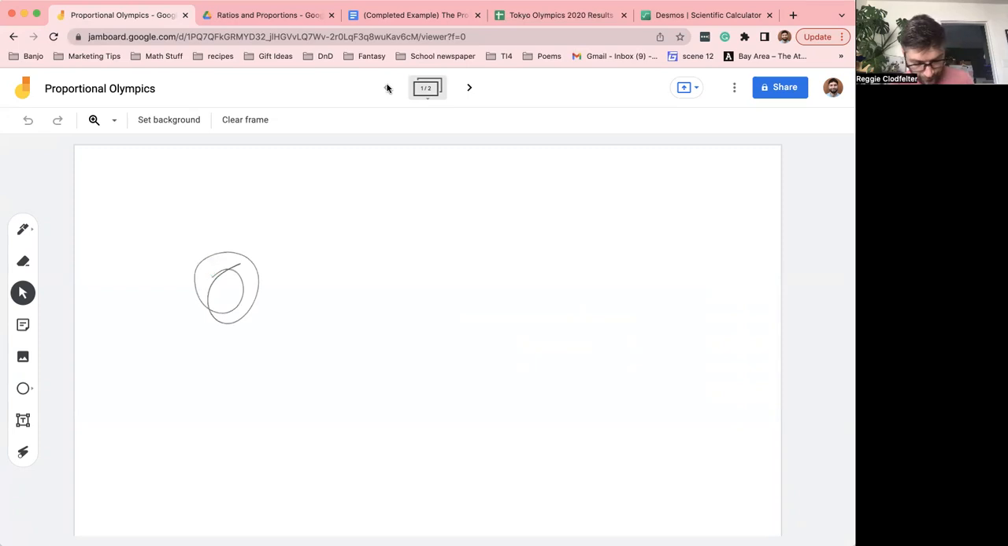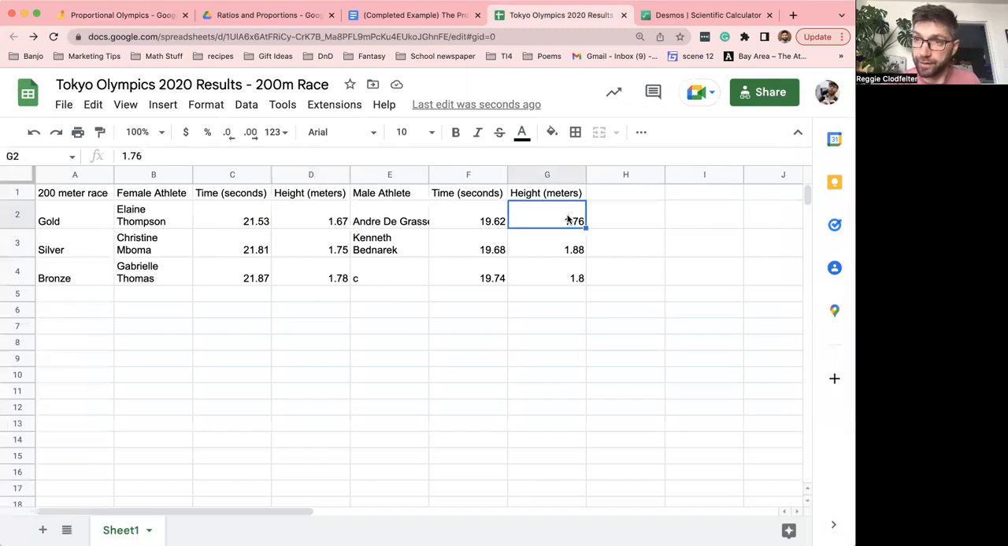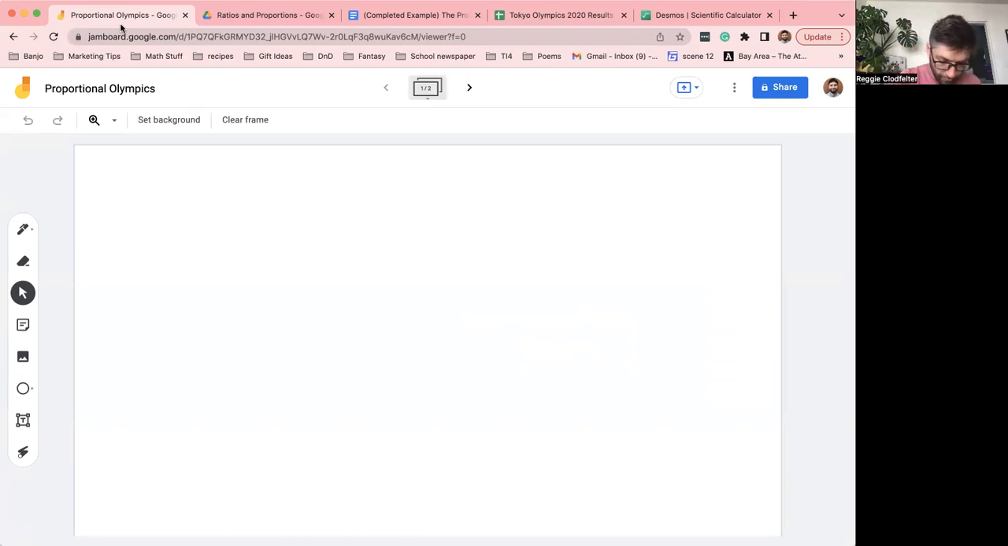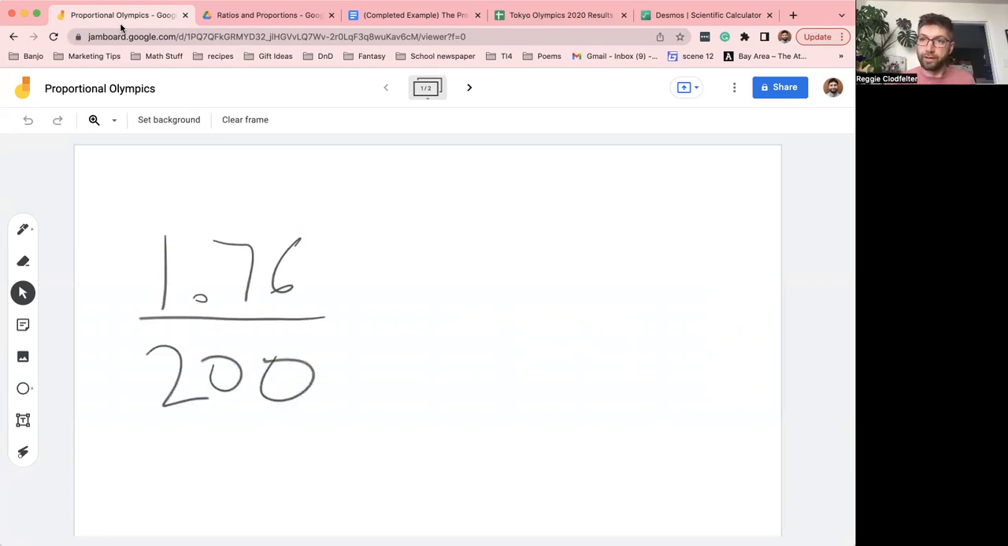Yay, okay. So I'm going to take the height of my fastest competitor, which for me was Andre de Grasse, 1.76 meters, and my event length, 200 meters. So I have 1.76 over 200. This is the ratio that I'm using to compare all the other competitors to. It's the one I'd already used for my competitors in the male division on questions 2 and 3, and it's the one I'll now use for the competitors in the female division.